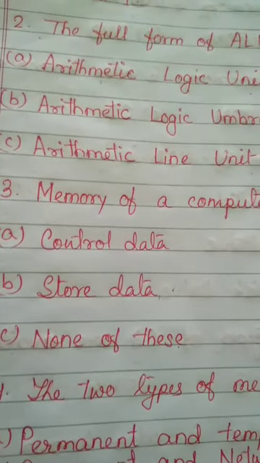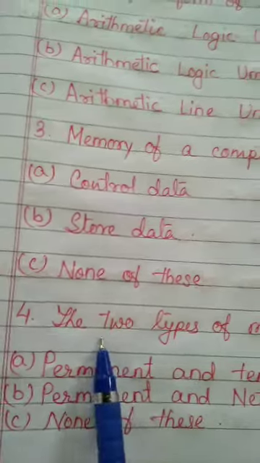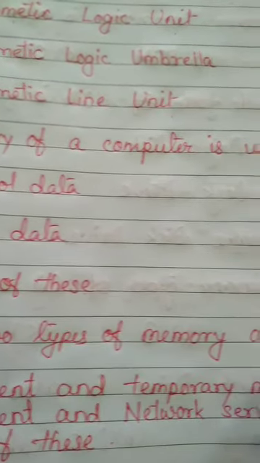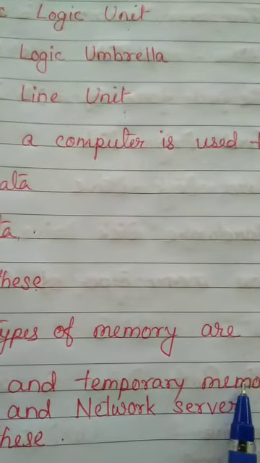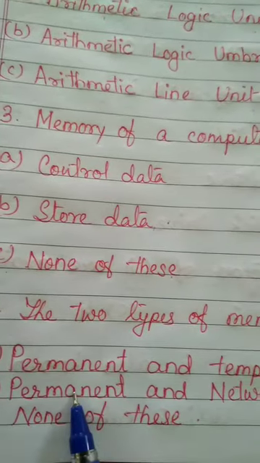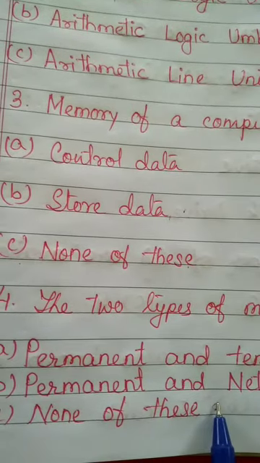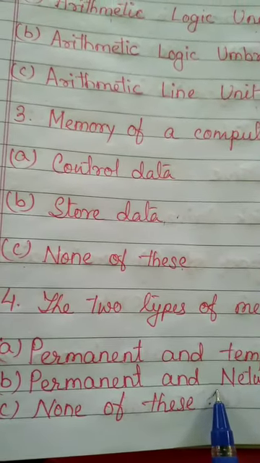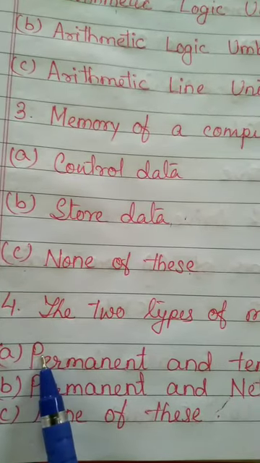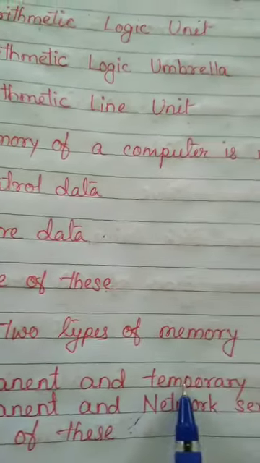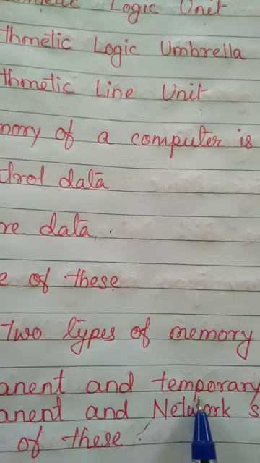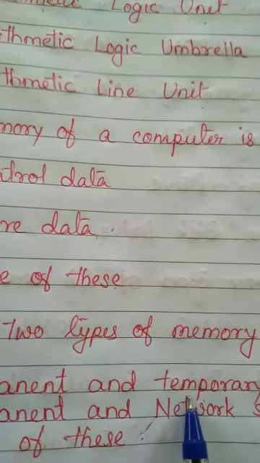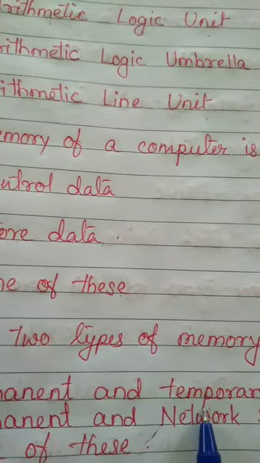Question number 4. The two types of memory are: option A permanent and temporary memory, option B permanent and network server, option C none of these. Which one is the correct option? Yes, option A is correct, permanent and temporary memory. This answer you will get on page number 13 from chapter 3. Okay, moving to the next question.